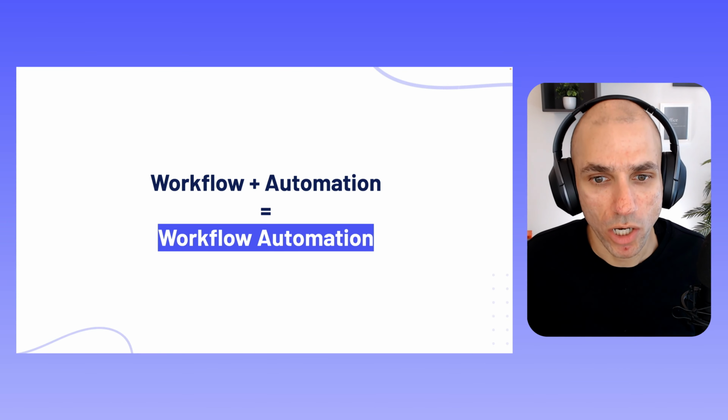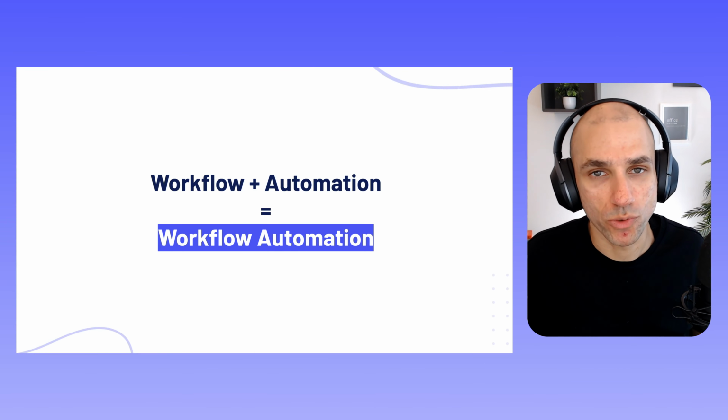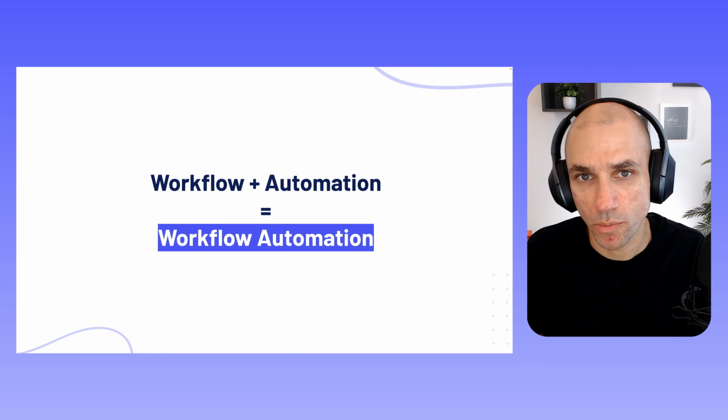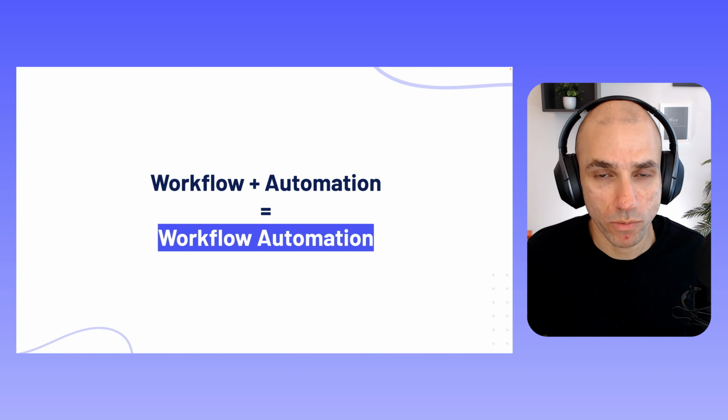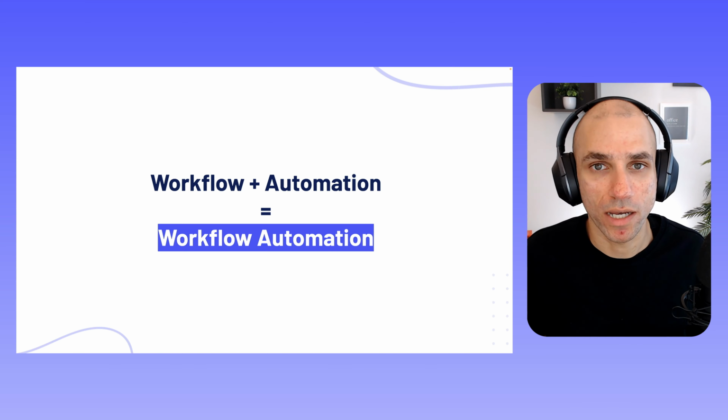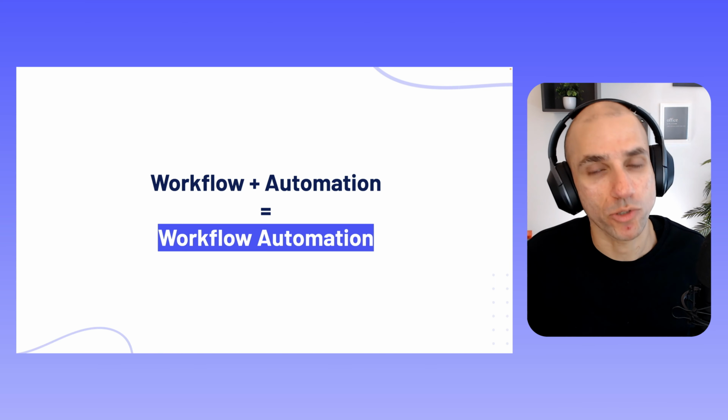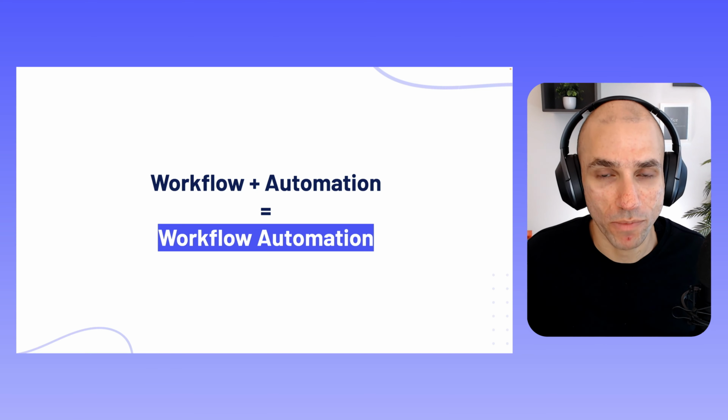So all in all, when we combine the 2, workflows and automation, we get workflow automation. We identify workflows, the complicated ones, and we figure out some tech, and we figure out a way to use that tech to automate these workflows, and we get workflow automation.